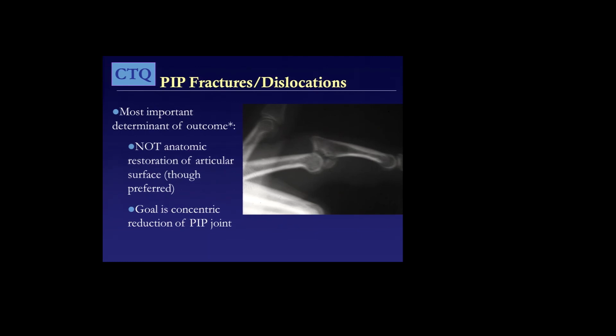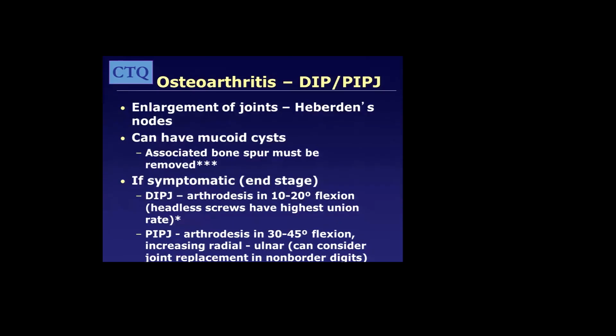Again, this is an example. Remember, we talked about the dorsal cortices of the phalanges being collinear. Here you have a significant step off, and again, this is a PIP joint fracture dislocation that needs to be treated surgically by restoring the articular alignment.